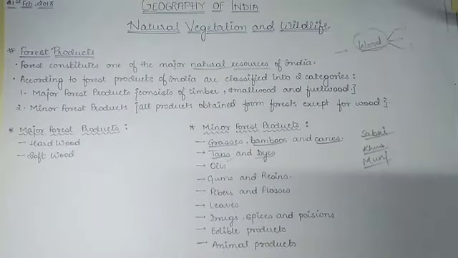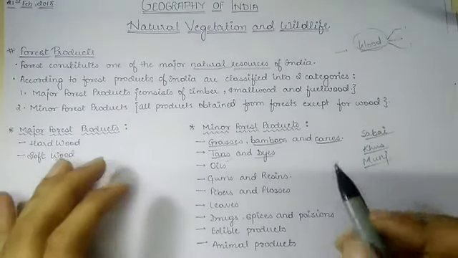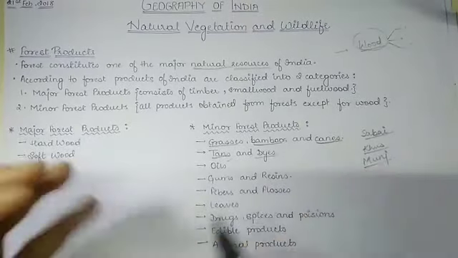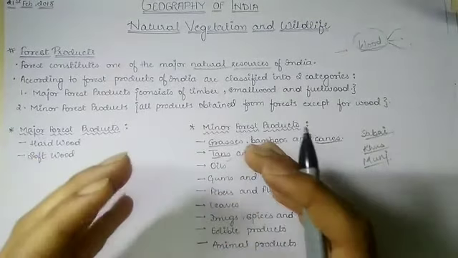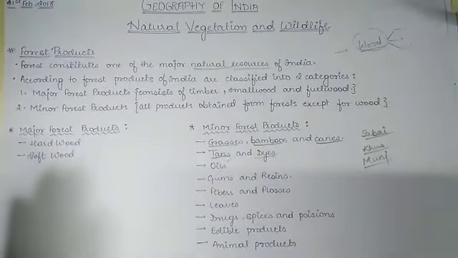Then we have dyes. Dyes are obtained from red cedar, then care, then fruits of Mallotus philippinensis. Then we have these flowers of Palas, which are also used for dyeing. So natural tans and dyes are also obtained from forest.